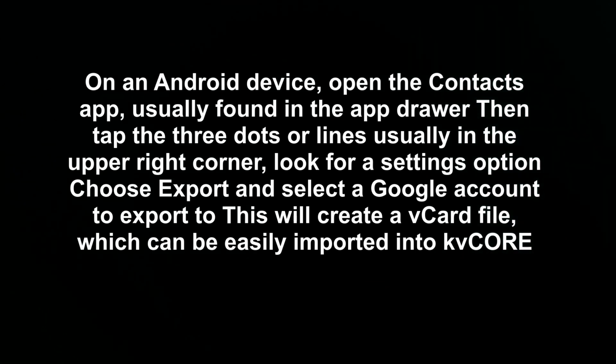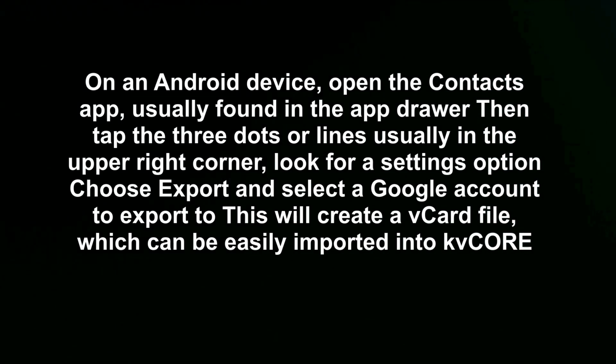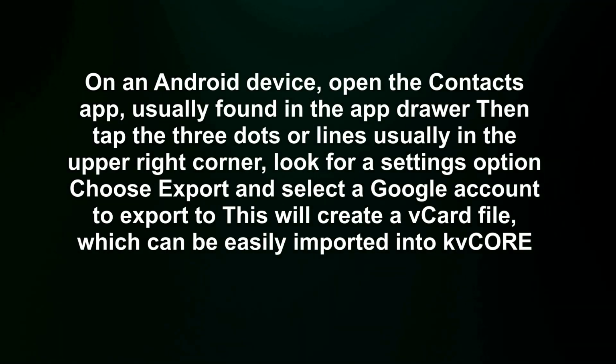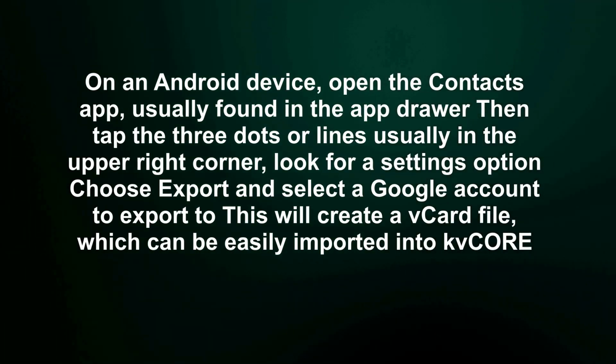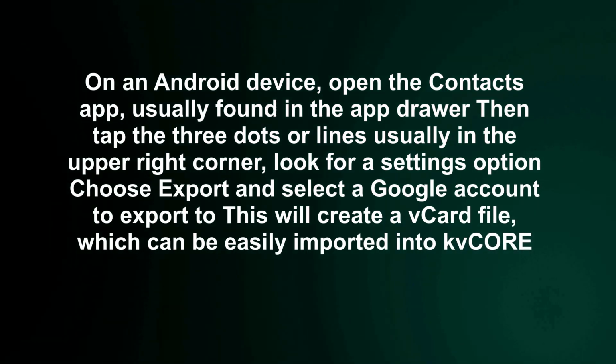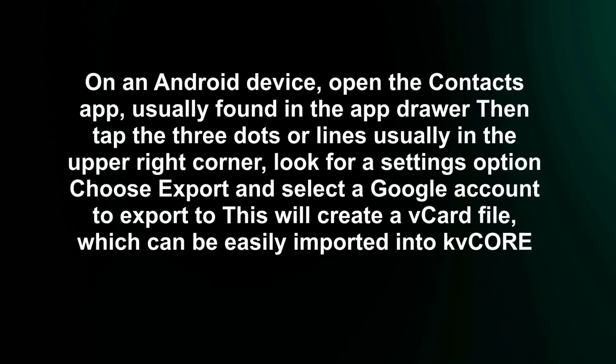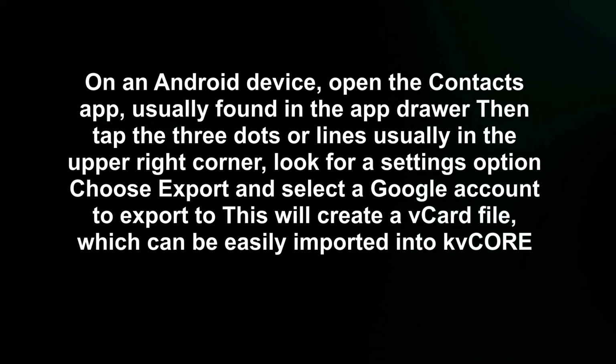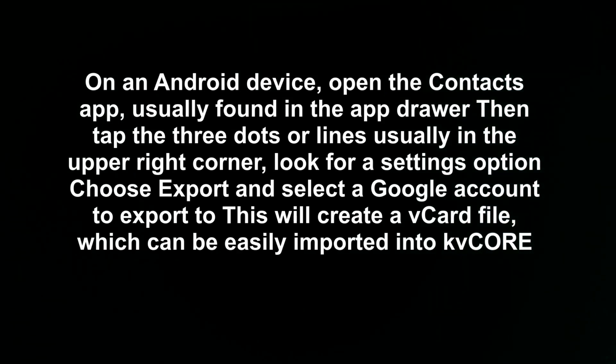On an Android device, open the Contacts app, usually found in the app drawer, then tap the three dots or lines usually in the upper right corner. Look for a Settings option, choose Export and select a Google account to export to. This will create a vCard file, which can be easily imported into Kvcore.